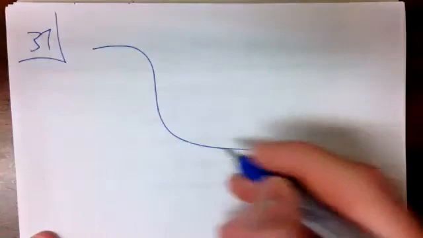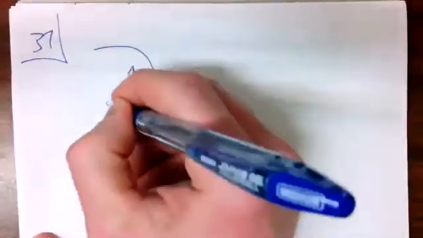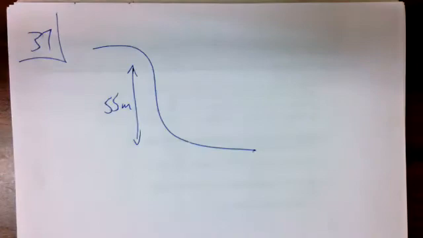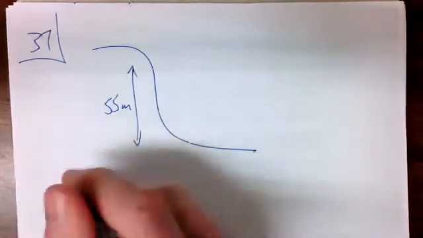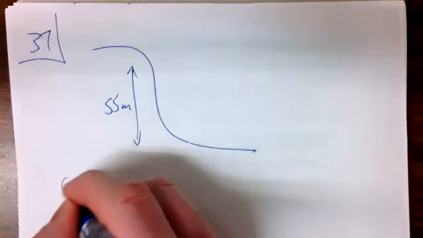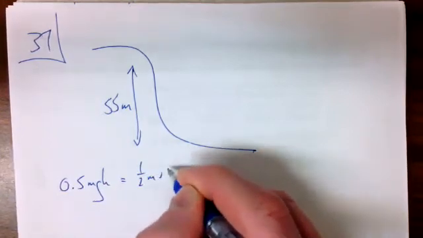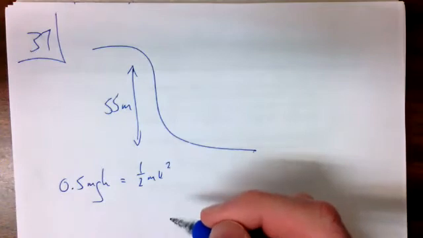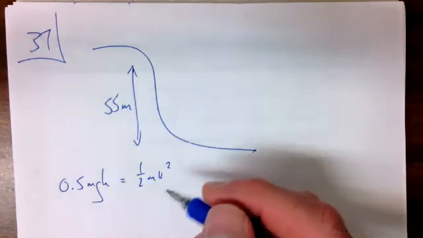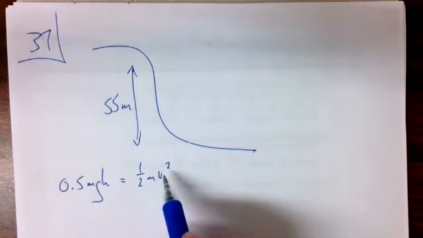A roller coaster descends 55 meters from the top of the first high point to the first low point. So this here is 55 meters. The roller coaster converts gravitational potential energy to kinetic energy with an efficiency of 50%. So what you could say is 0.5 mgh equals 1/2 mv squared. Are we okay with that? Because only 50% of the potential gets converted.